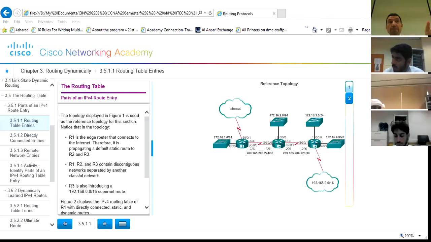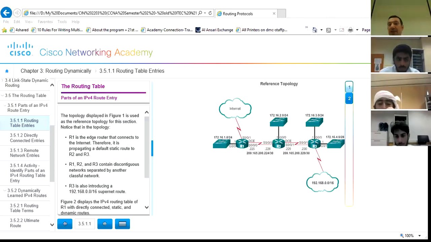172.17 is a different major network, not the same. So all of them are 172.16, all of them 172.17, or all of them 10.0.0.0, or all of them 192.168.1. So all of them have the same major network. This is condition 1. Condition 2: all of them have the same subnet mask.